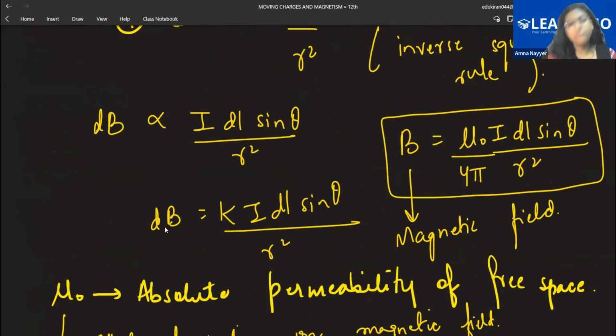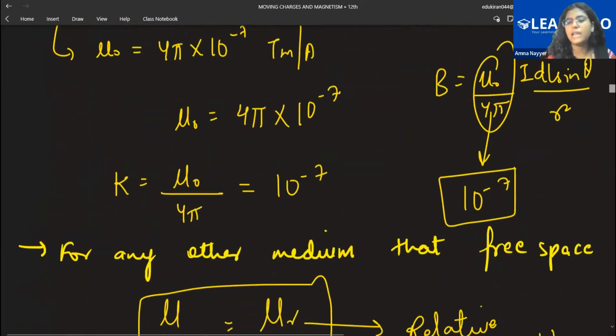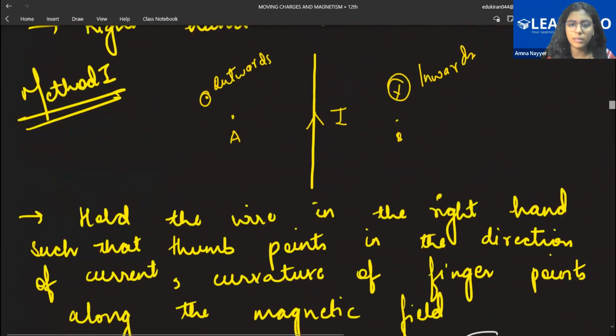So the final formula, after removing every proportionality sign, is mu naught I dl sine theta divided by 4 pi r square. Now, mu naught by 4 pi is equal to 10 to the power minus 7. So that is the value of the constant which we'll be putting.